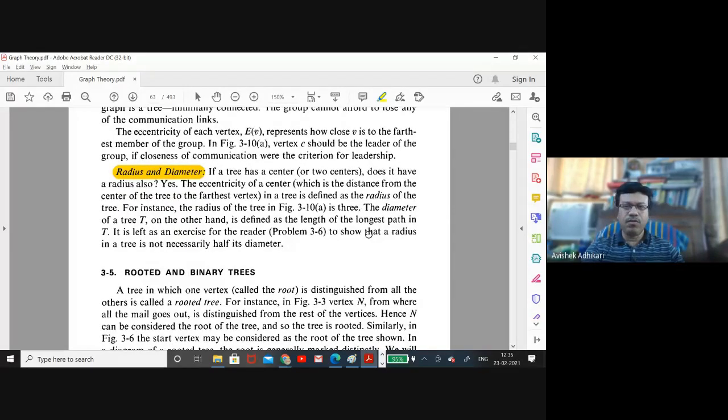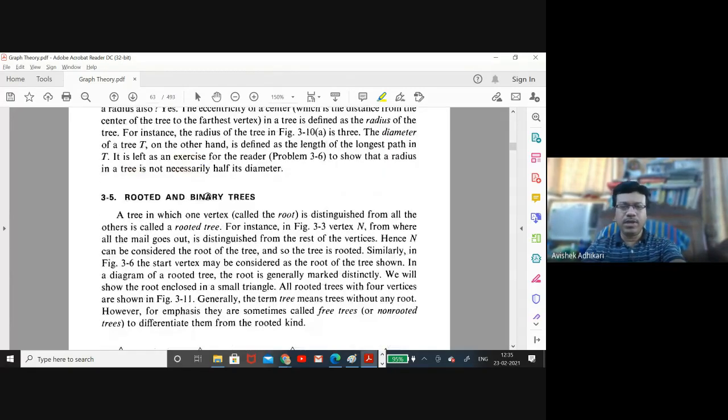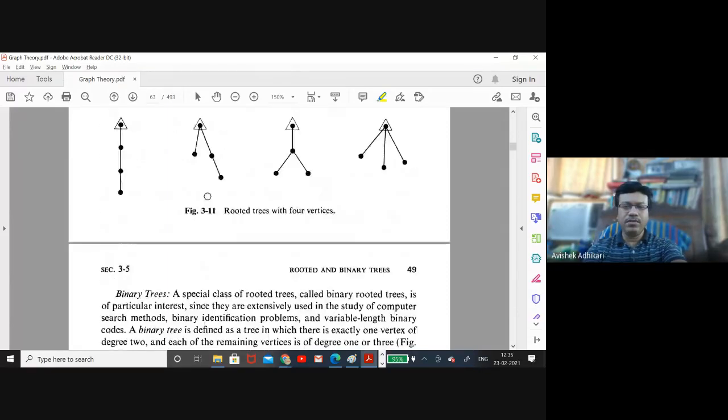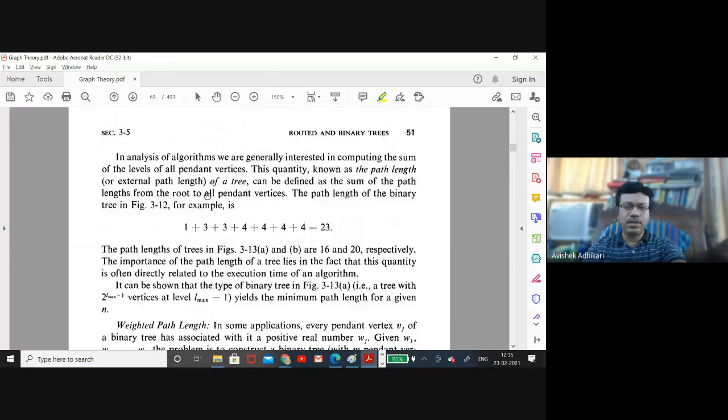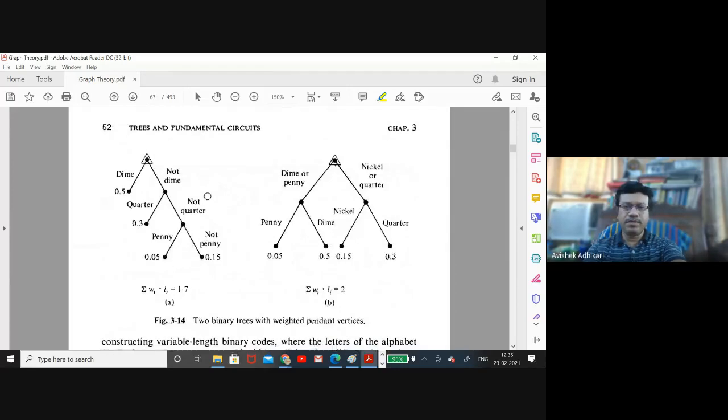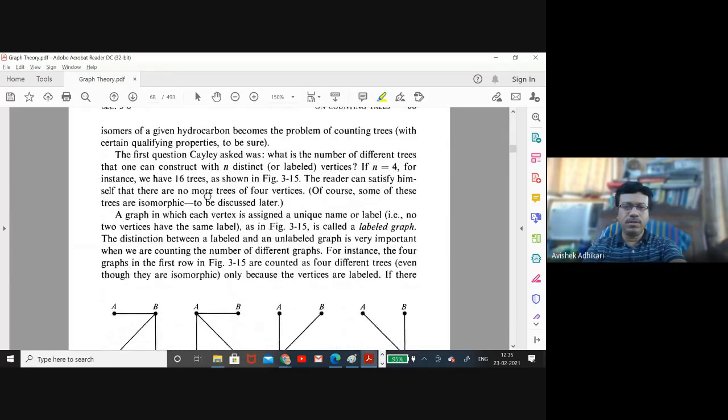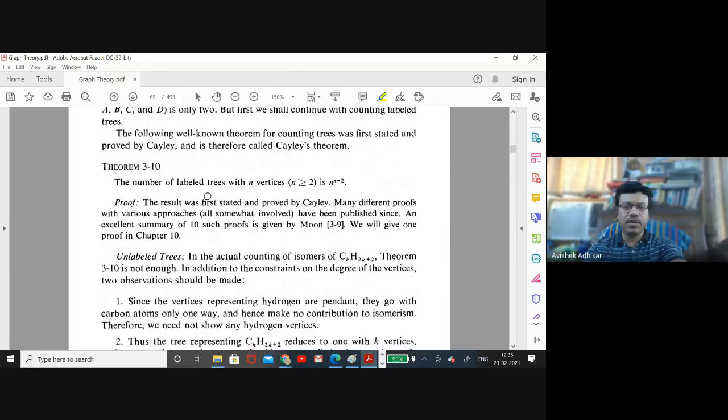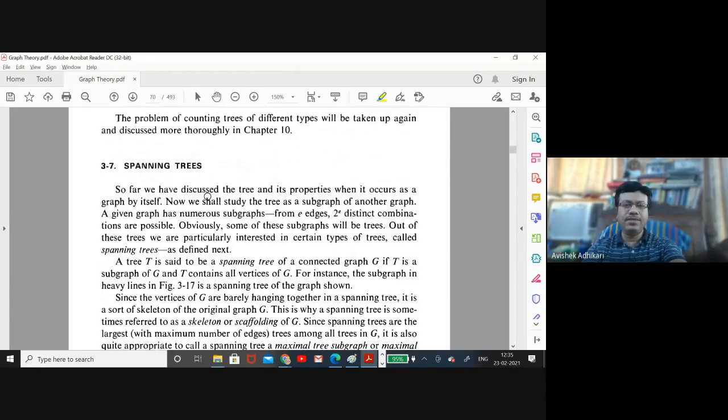You may look on the internet or something, then you will find what is meant by the diameter of a graph. It's not defined only for a tree, radius and diameter are also defined for any connected graph. Okay, so I'm not going to that. You can skip this part, they are not within our syllabus. I'm directly going to the spanning tree.